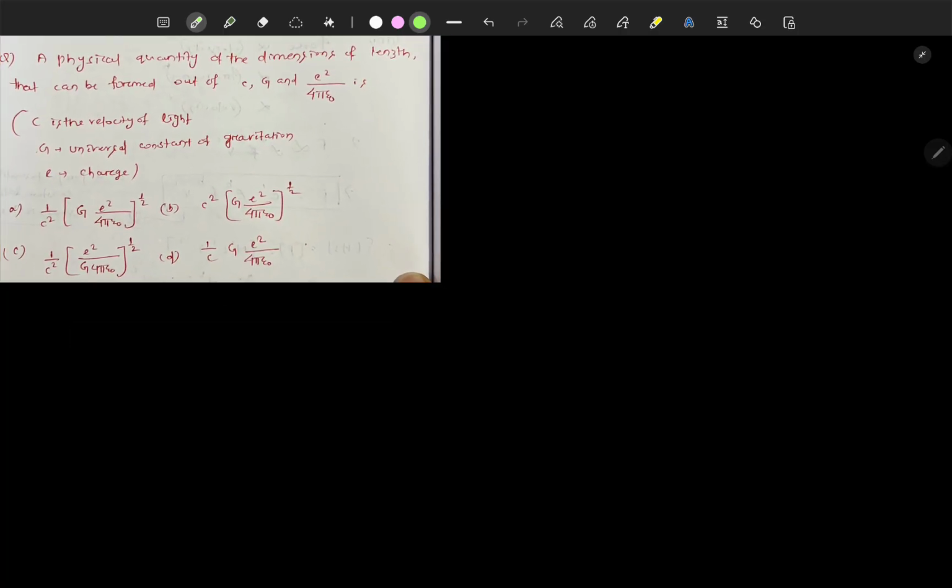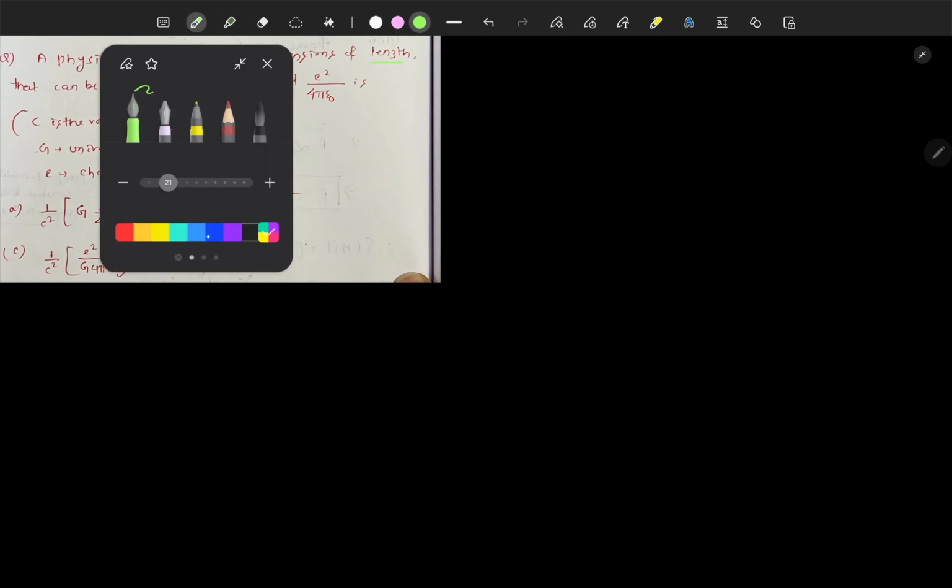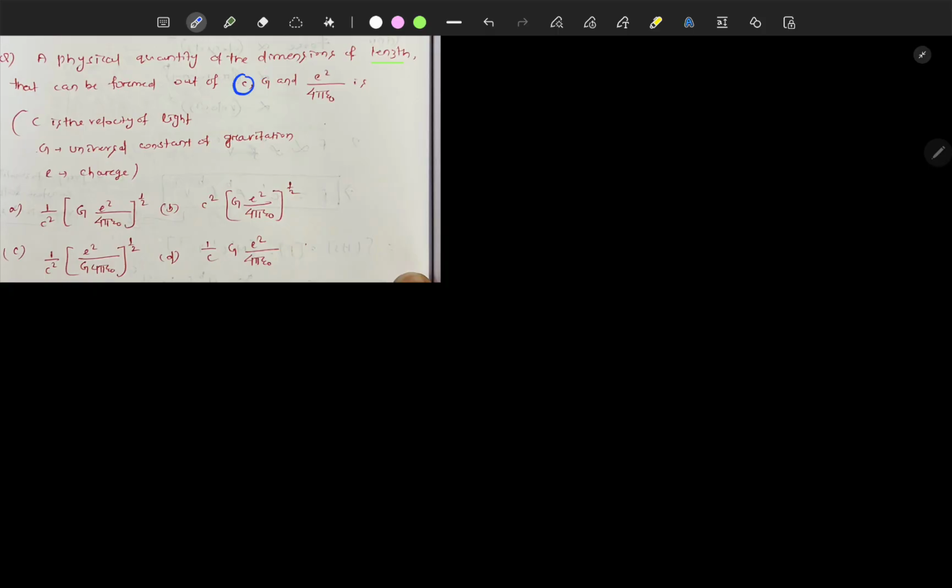Yes. So it is mentioned a physical quantity of the dimensions of length that can be formed out of three things. One is your c, which is speed of light or velocity of light. Then g, universal gravitational constant, and e square by 4 pi epsilon naught. That means we have to write the dimension of length in terms of these three quantities.